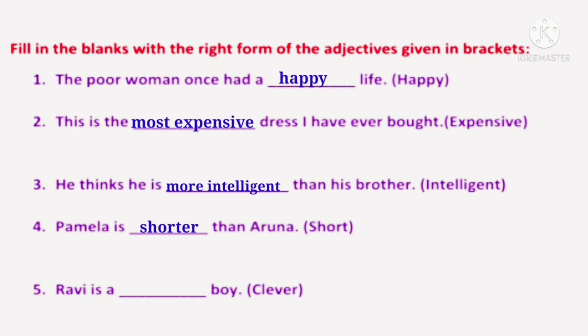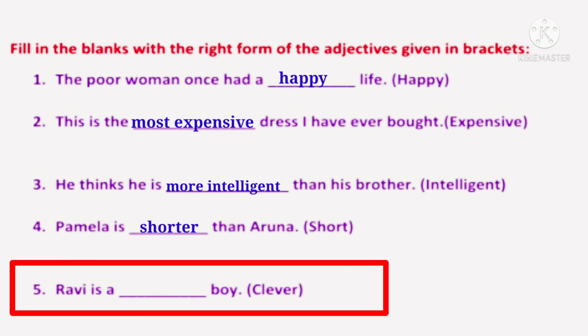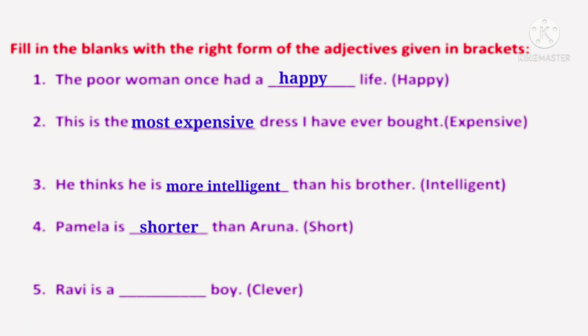Look at the last sentence now. Ravi is a dash boy, and the adjective given in the bracket is clever. So which degree of adjective will be used here? Yes, we will use the positive degree of the adjective clever. Okay, because we are talking about only one boy here, that is Ravi. Okay, so the answer here is clever, because clever itself is the positive degree. Okay, Ravi is a clever boy, right?